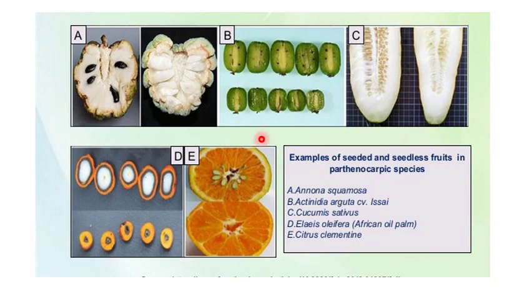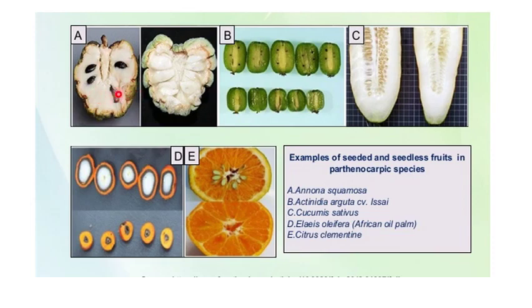So here is another example of seeded fruit and seedless fruits. In this picture, section A represents Annona squamosa. Its common names are custard apple, sugar apple, or sweetsop. In Pakistan, it is widely cultivated in Sindh and also in the Punjab. The fruit is the best tasting of all the Annona species. Its pulp is said to be rich in vitamin C.